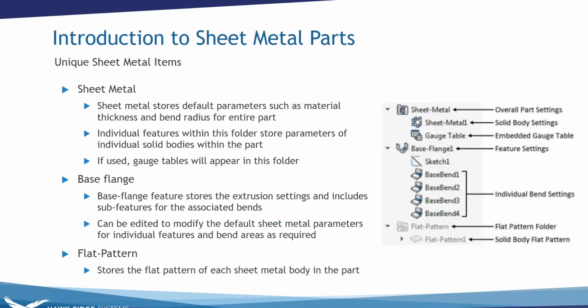The base flange feature controls the specific parameters for that feature, such as the depth of the extrusion and any sub-features like the associated bends. This will make more sense as I go through the part creation, and I'll point all of these out. You'll also get a flat pattern folder at the very bottom of your feature tree, and you'll see how that works as well. Okay, so without further ado, let's jump into SOLIDWORKS.